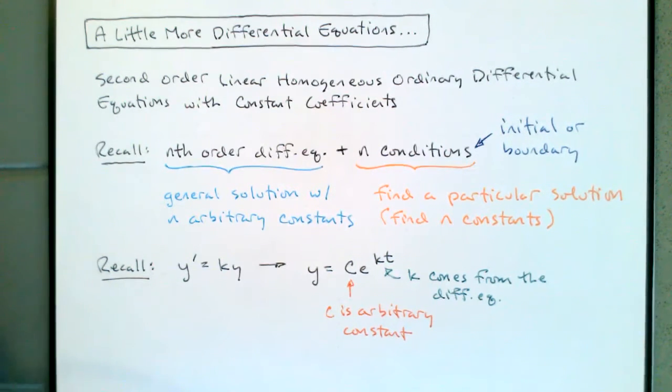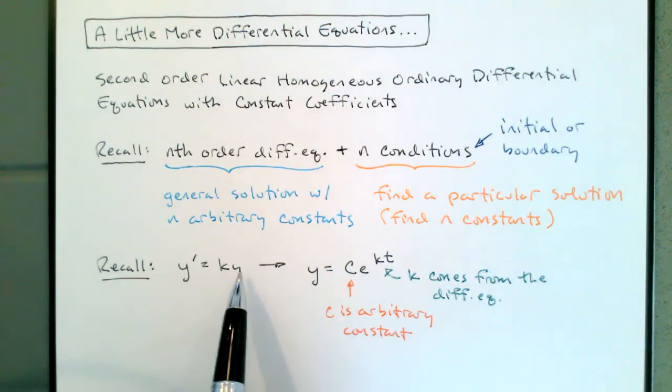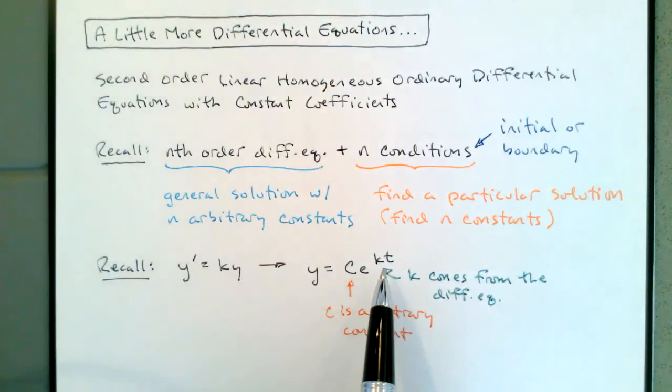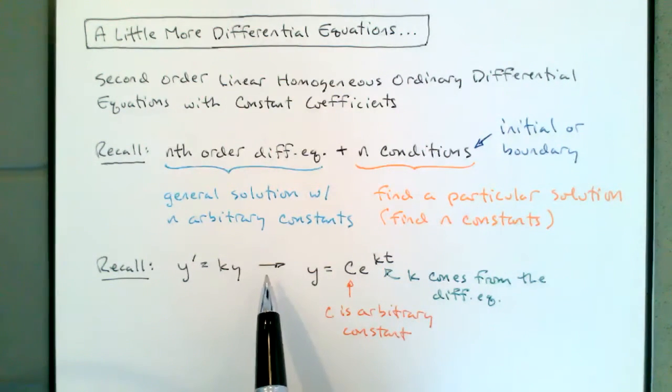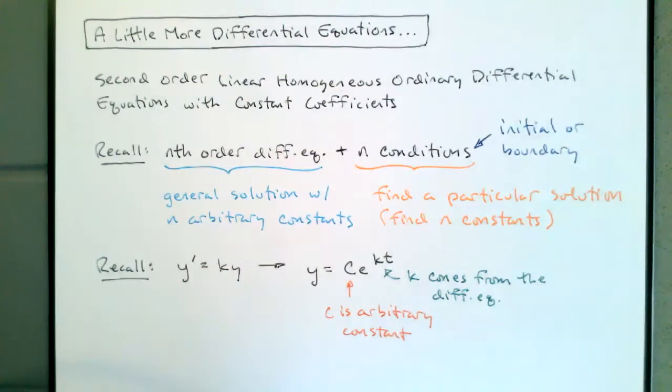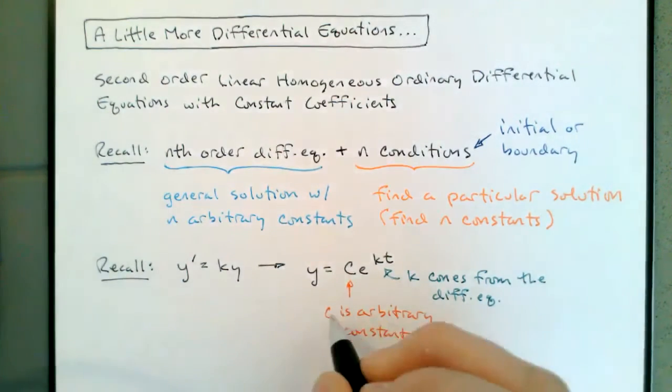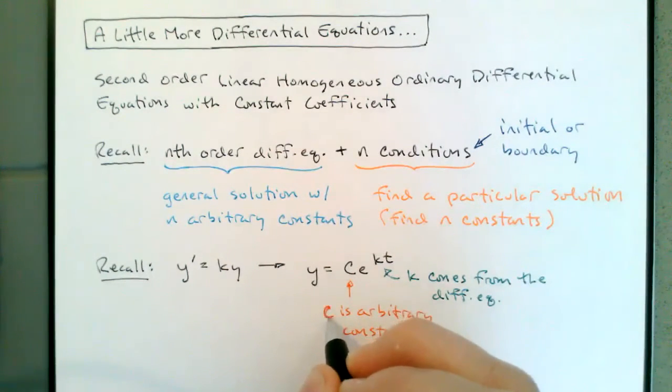So we solve this by looking at it. We want a function where the derivative is just a constant times that function. There are only two candidates. We've got this c e to the kt and also 0. If y is equal to 0, then we kind of trivially solve the equation. But in math, we'll say that's a trivial solution to the equation.